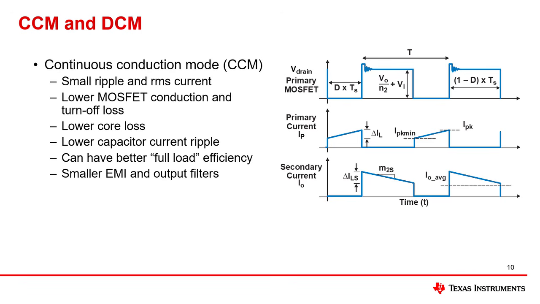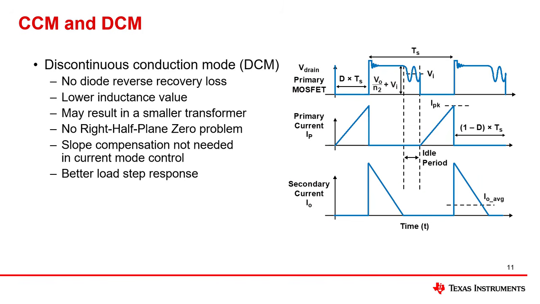One advantage of the CCM is the smaller ripple and RMS currents compared to the DCM. Also, the FET's conduction and turn-off losses are smaller. Because of less ripple current, also the inductor core losses are lower and there will be less capacitor current ripple. In CCM, you can achieve a better full load efficiency and there are less EMI problems and also the EMI filters can be smaller.